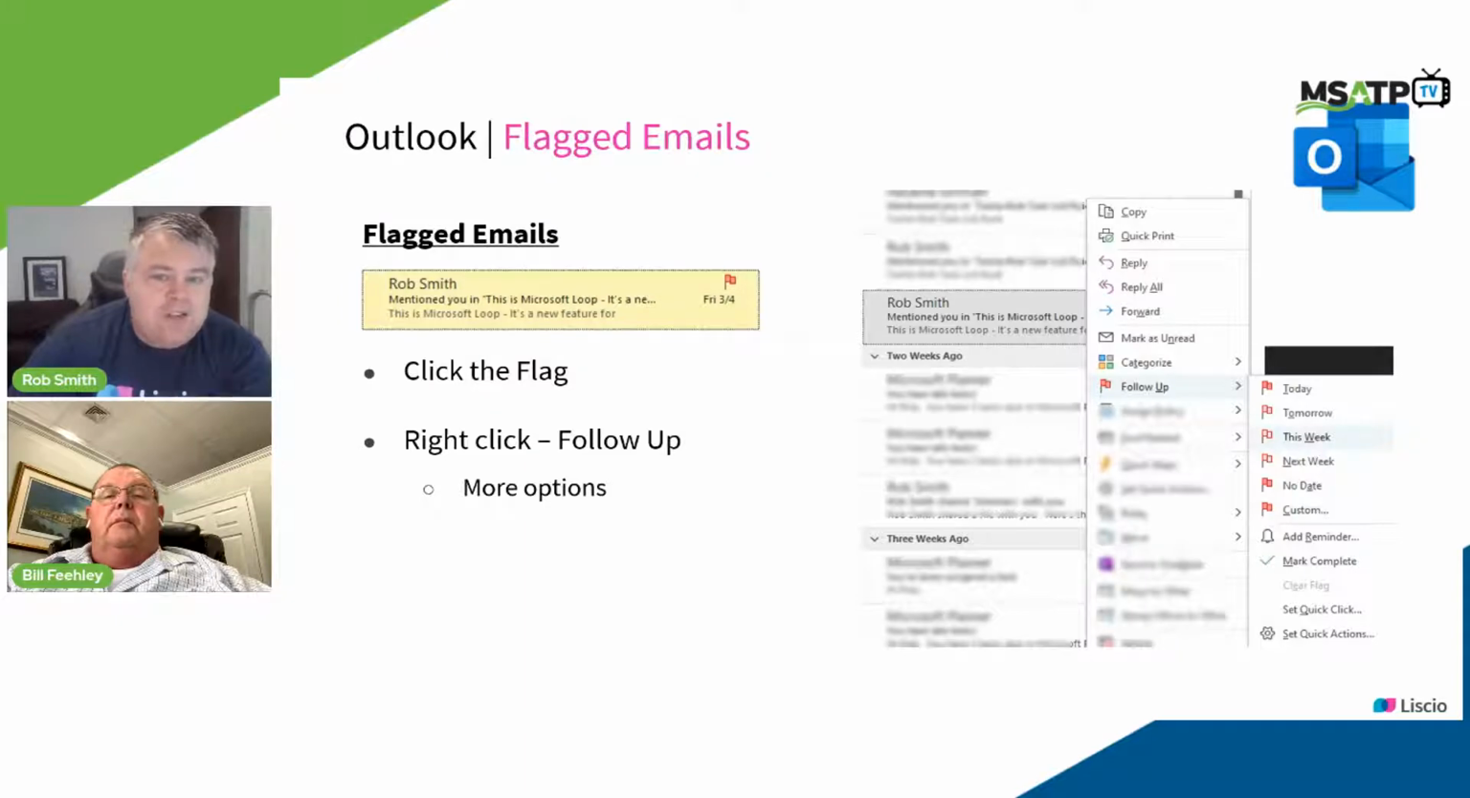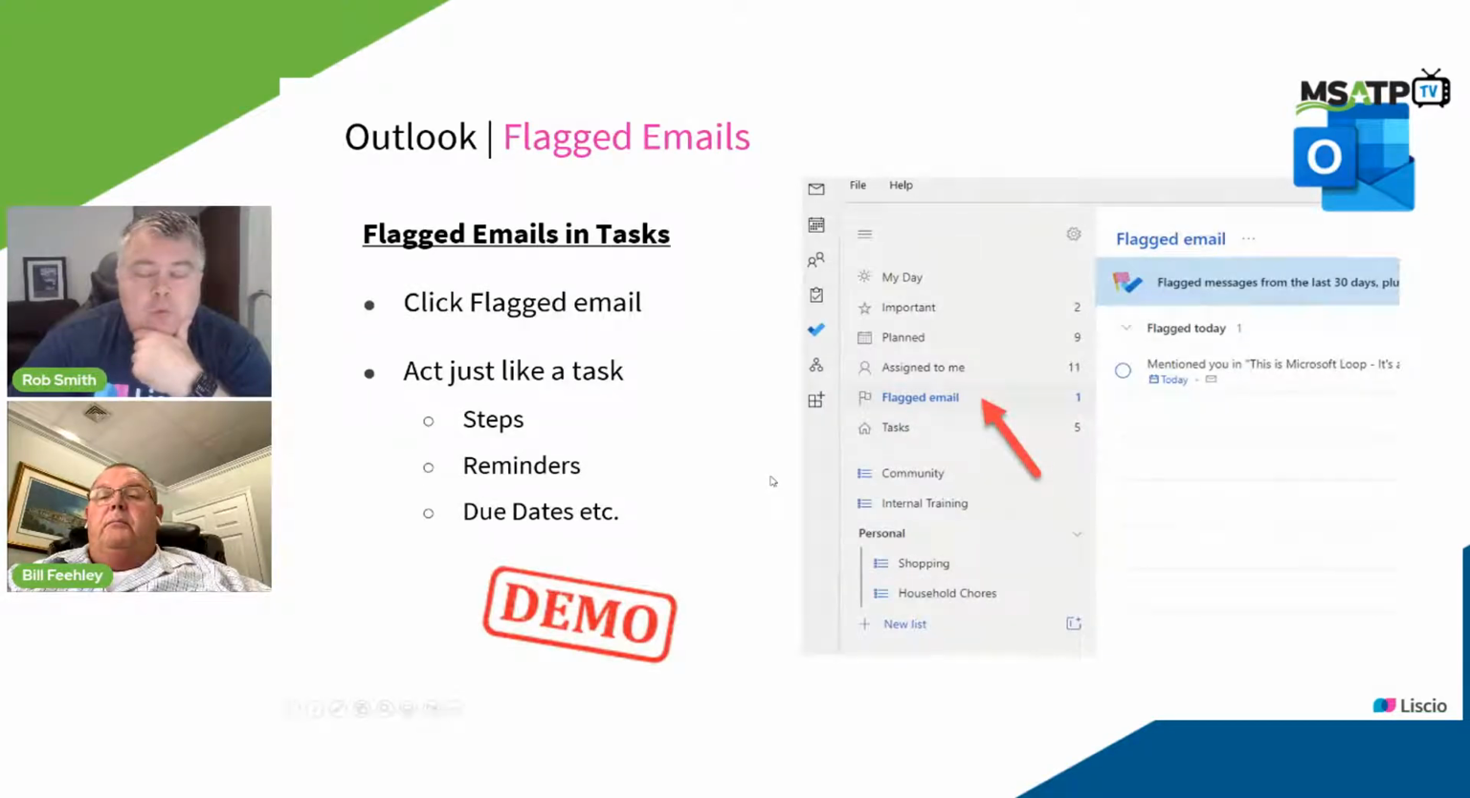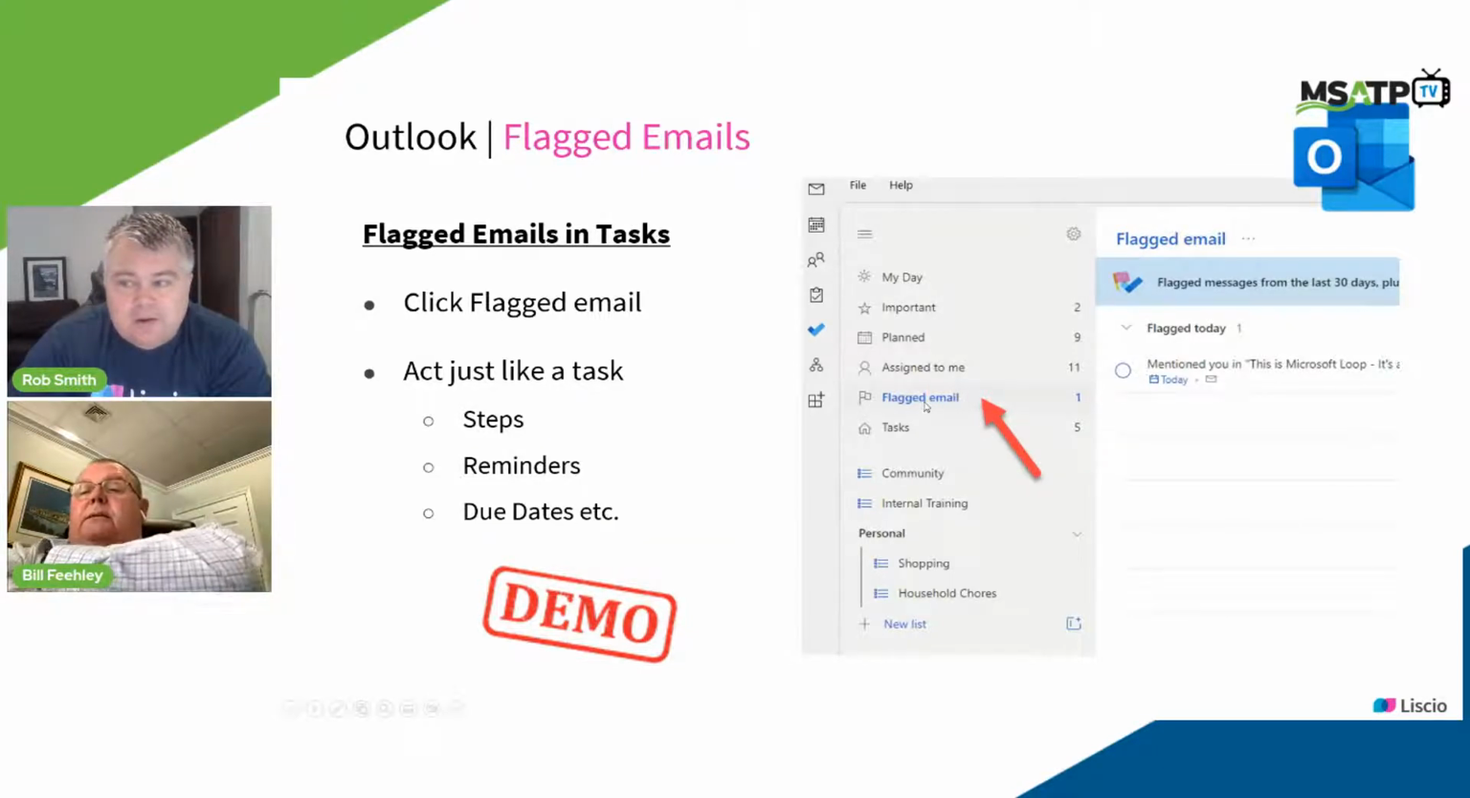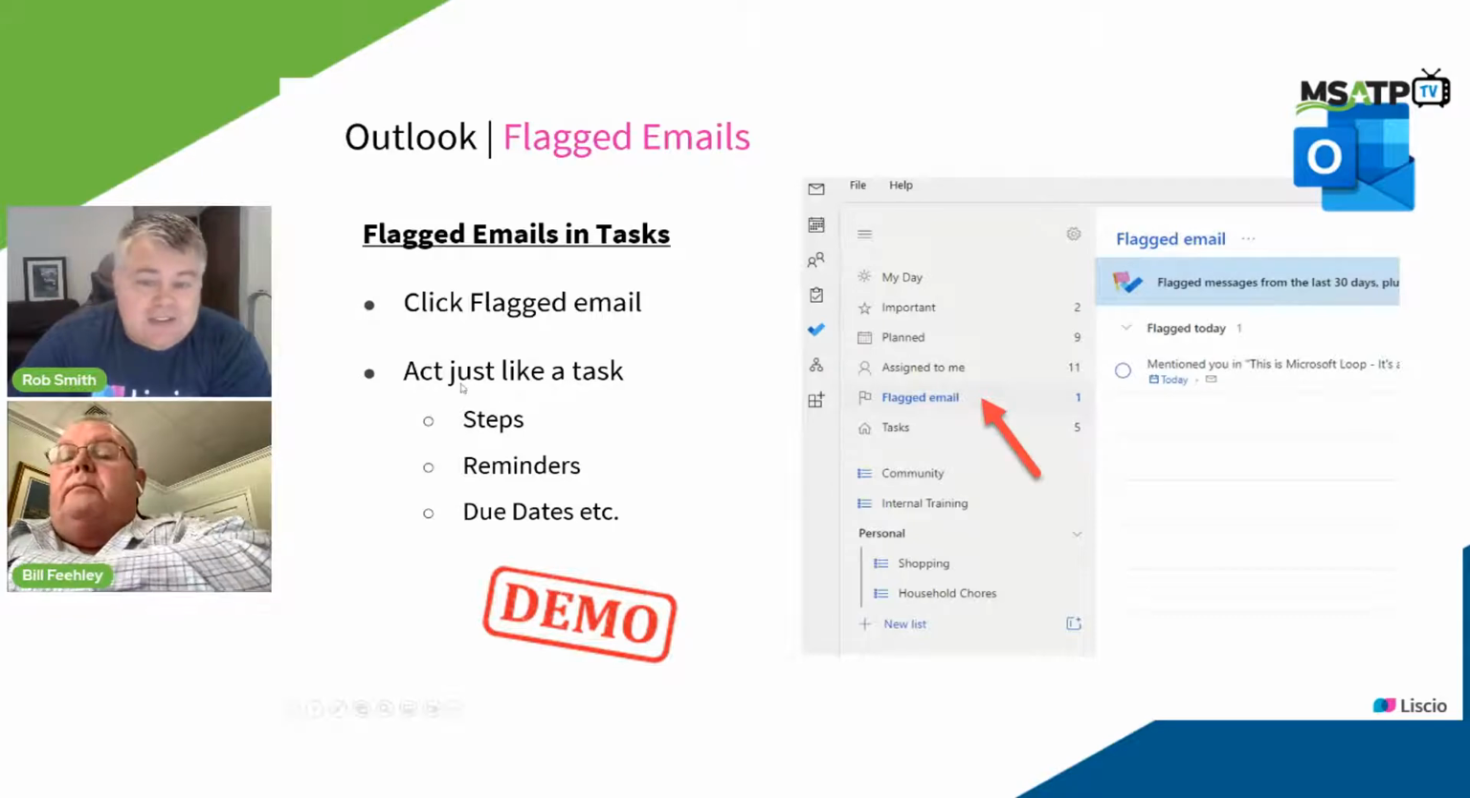We can turn that flag email essentially into a task. So all you do is either click the flag or right click on it, go to follow up, and then assign a due date on it. Once you have it flagged inside of To Do, Outlook tasks, or Microsoft To Do, there's a section called flagged email. Every email that you flag is going to show up in this list, and it's going to act just like a task where you can add steps, reminders, due dates, etc.